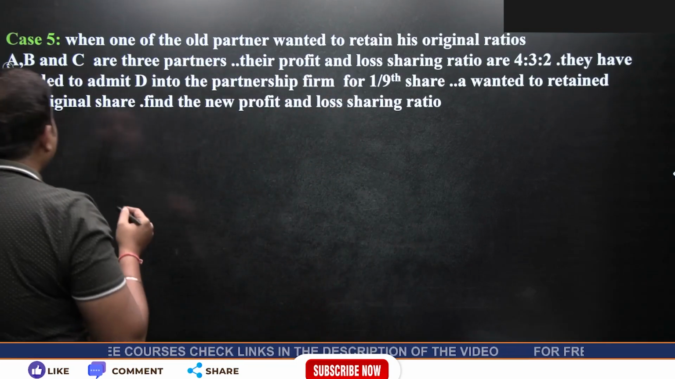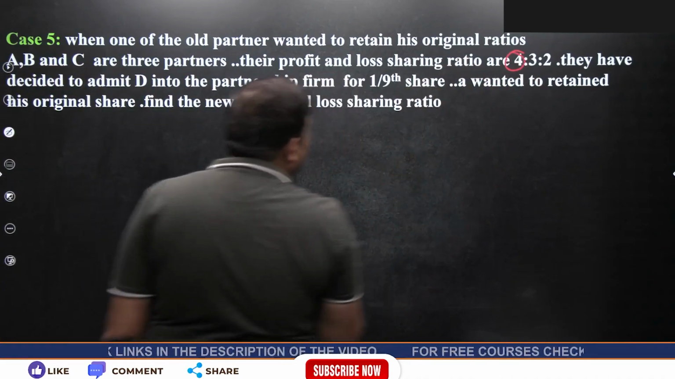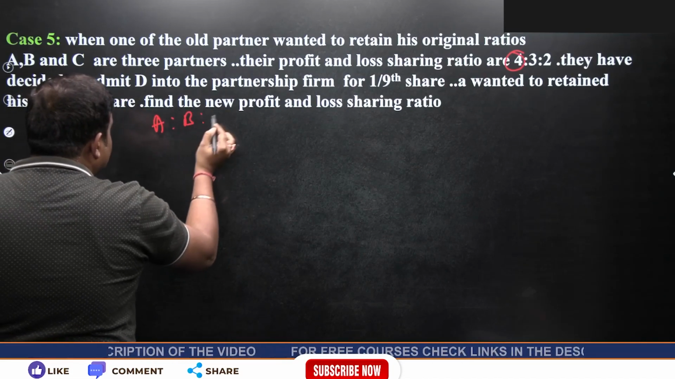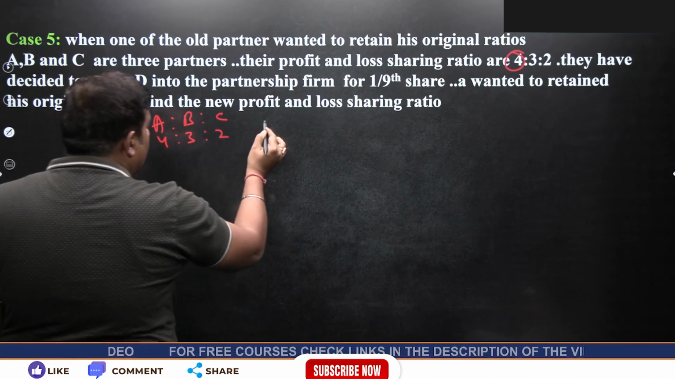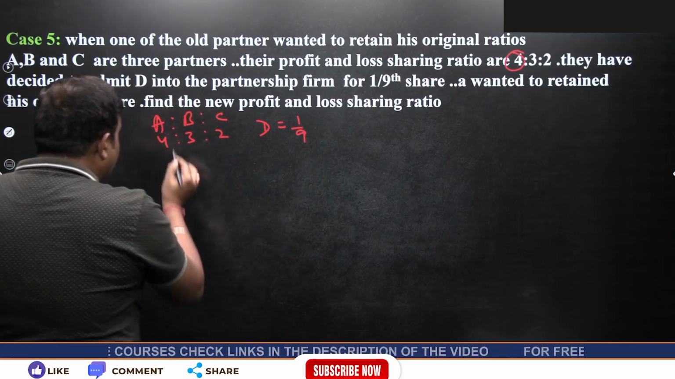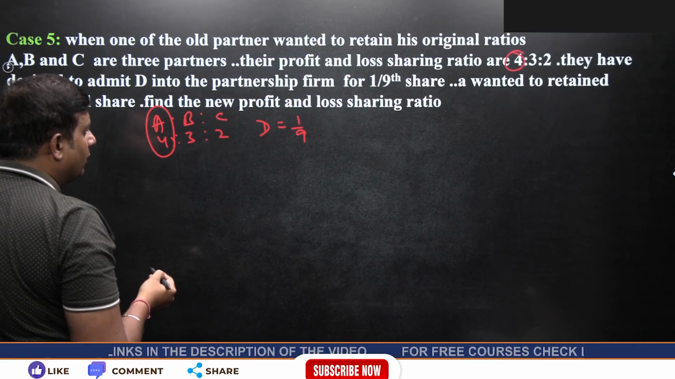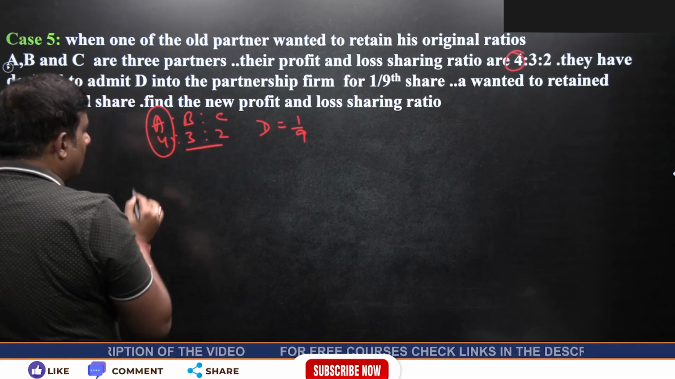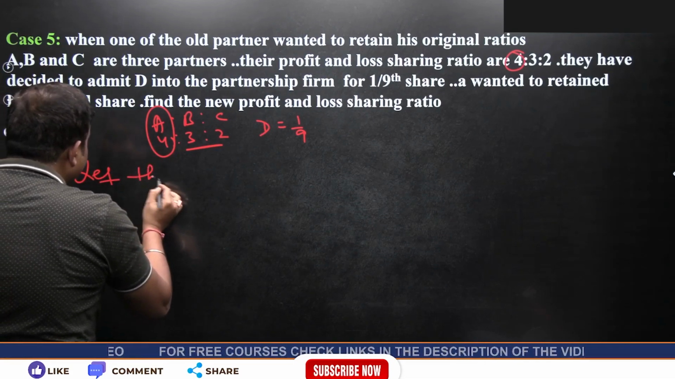So basically A is not willing to change his old share, that is 4/9. So what does the question mean basically? A, B, C is having a share of 4:3:2. D wants to be a part of the organization for 1/9 share. And A would like to retain his original share. So how can you calculate the new profit and loss sharing ratio? It means B and C are only sacrificing, right? So how to calculate this? So let the total share be 1.